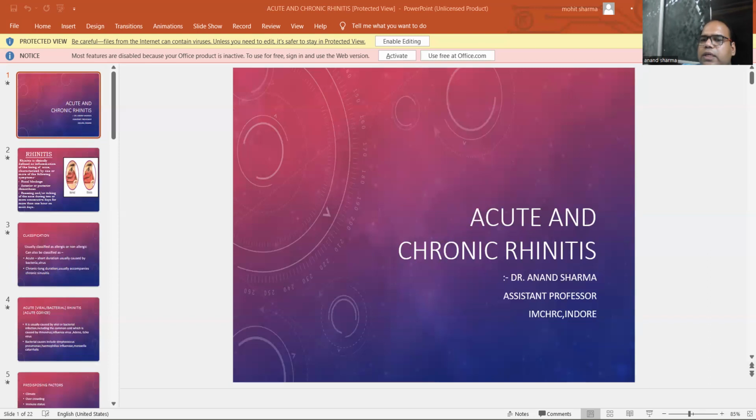We are seeing the posterior nares. This is the septum in between and the posterior end of the inferior turbinate. Also, we can see the opening of the eustachian tube.